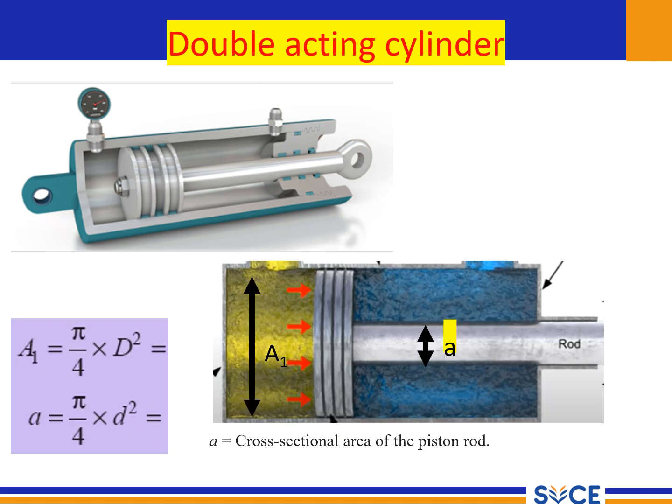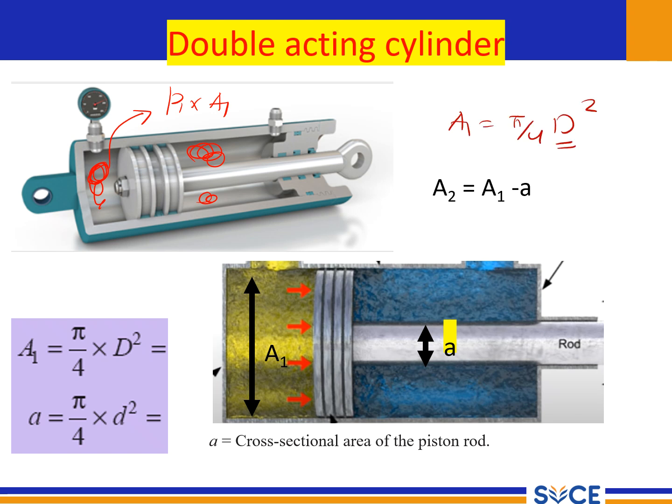So in the case of double acting cylinder, how to calculate the area. If it is a double acting cylinder, the pressure will be acting on this side as well as this side. So when it is going, the pressure acting on this side is P1, which is multiplied by the area A1. So it is the full pressure. You can see here, the area is A1, pi by 4 capital D square.